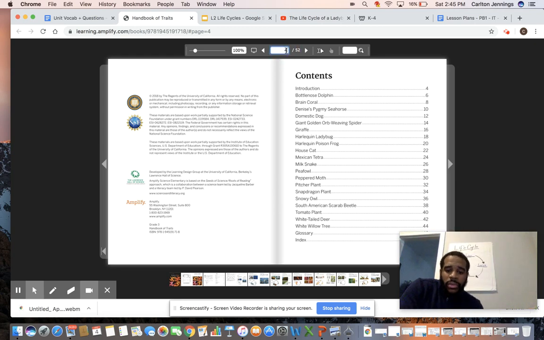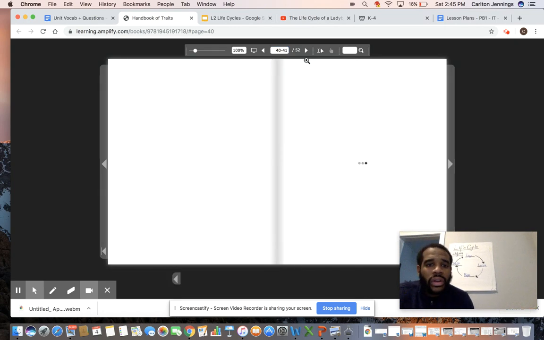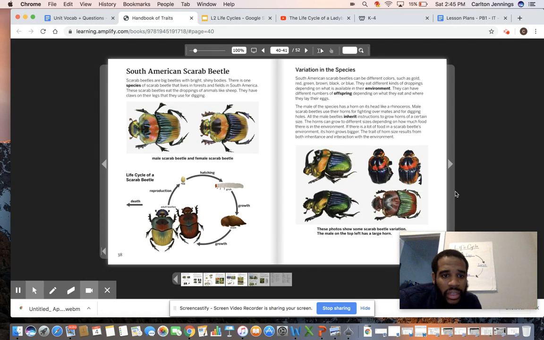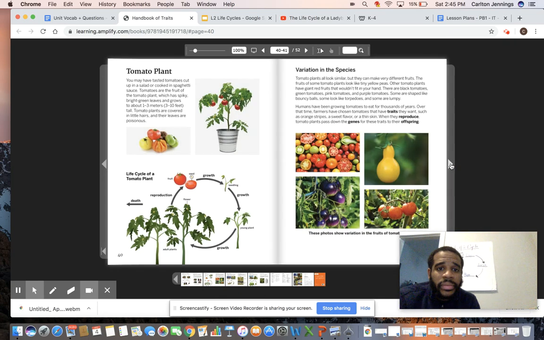I know plants come from seeds, so I'm going to go to this page and see if I was right or wrong. Page 40, I know it's messed up. Oh, okay. South American scarab beetle. You can see that this also grew from an egg. Tomato plant. From here, I can see it says that they come from fruit and seeds, the seed that is inside the fruit, which tells me that the tomato plant begins its life cycle as a seed. So right now we're 2 for 2. The second one that grows from a seed is a tomato plant.